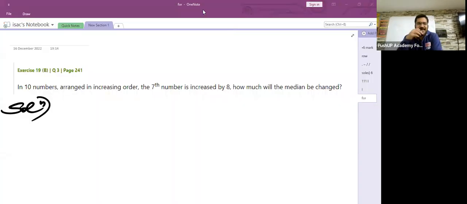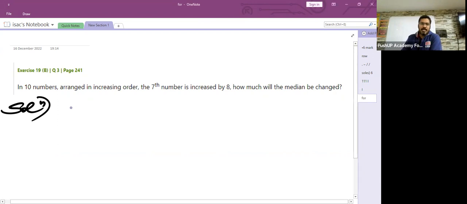So what was the question? In 10 numbers arranged in increasing order, increasing order means what? Ascending order? Yeah. The 7th number is increased by 8. How much will the median be changed? All right. Total 10 numbers are there, isn't it?